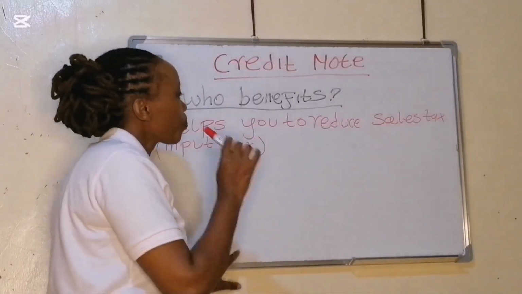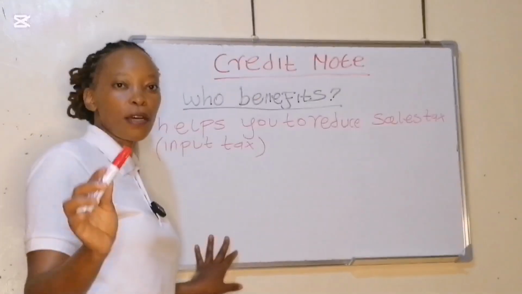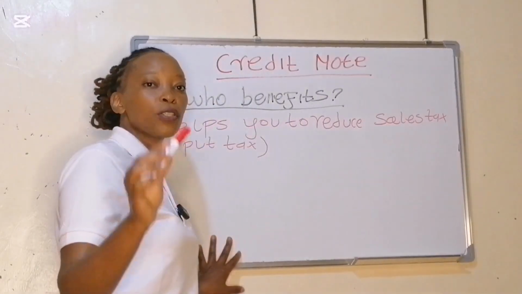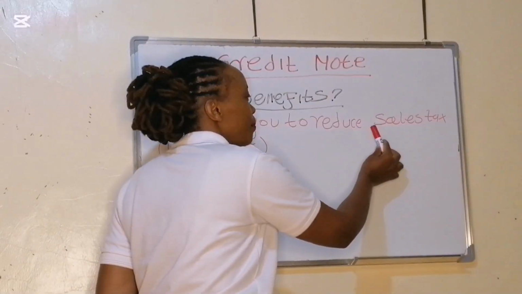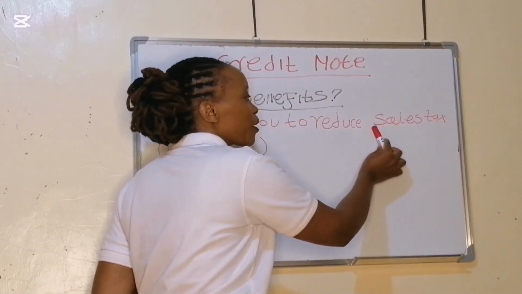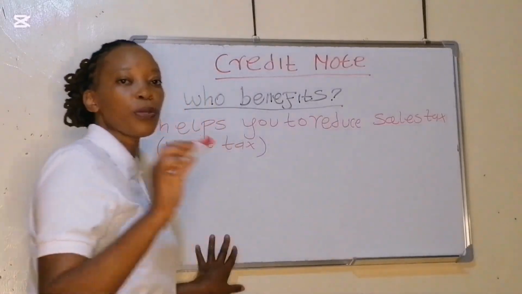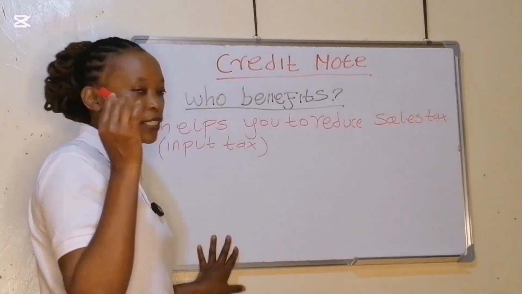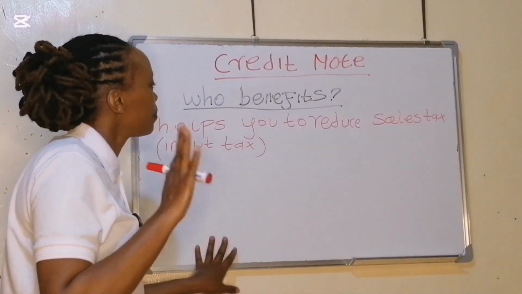You were supposed to pay sales tax on goods worth 10,000. Now, with a credit note, you will not pay sales tax on goods worth 10,000, but now you will be able to pay on goods sales of 5,000. Okay? What am I saying? Let me explain again.